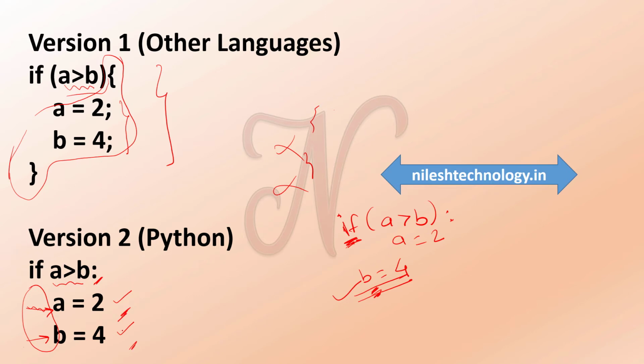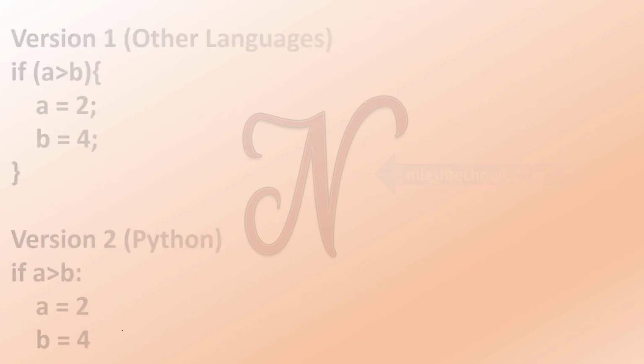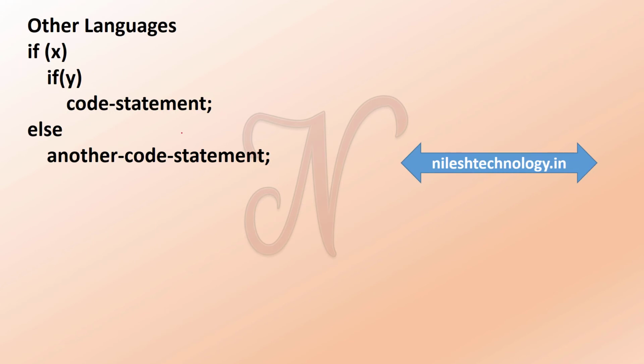The next syntax is the nested if else. This is where you define one more if inside an if. See here, this is your first if, then inside this you can define one more if, then this is your statement, then else, this is your statement. You can also use these curly braces.